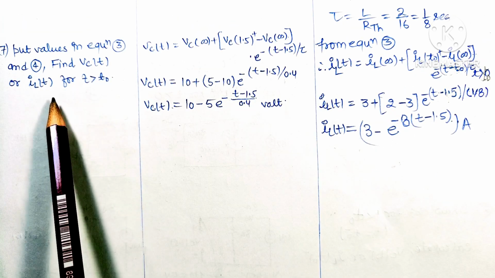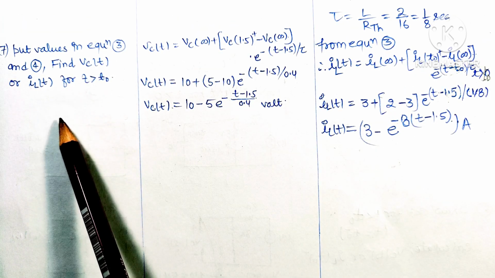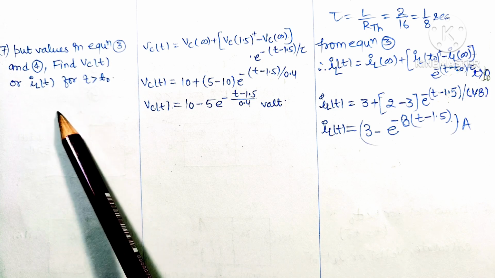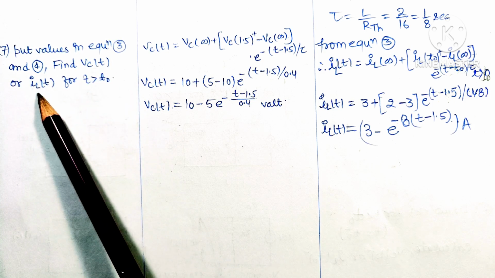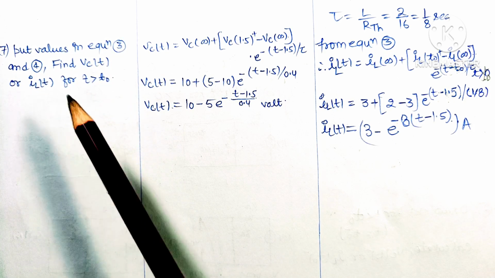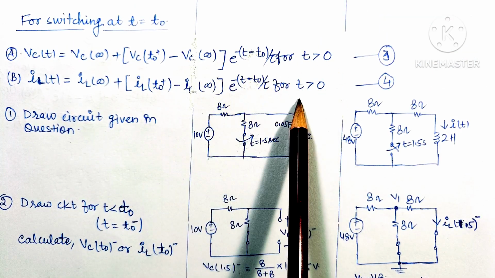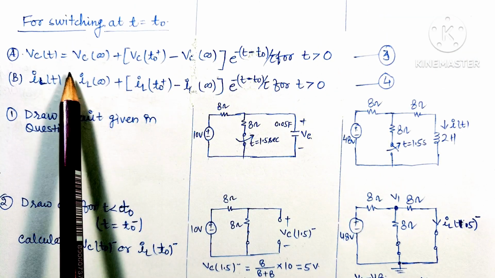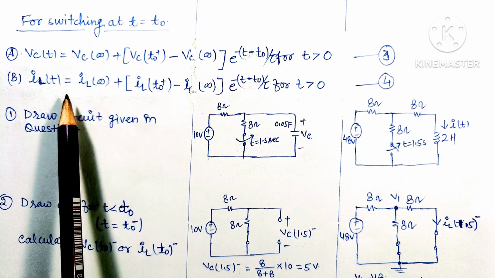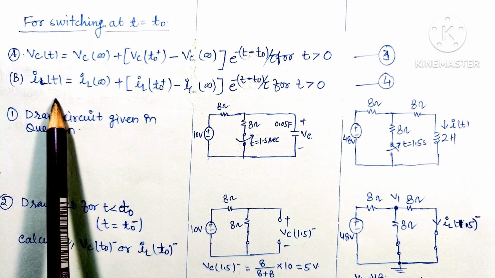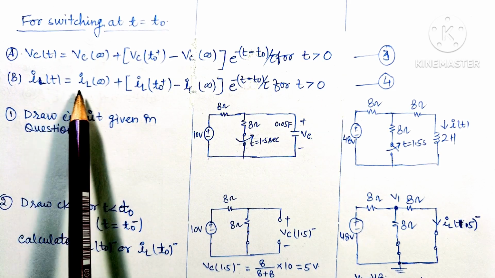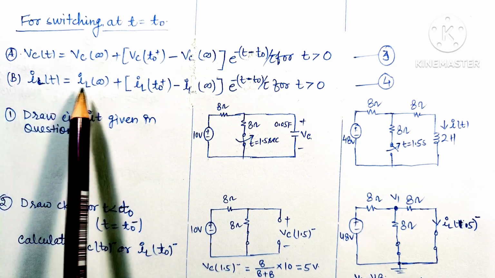Now in step 7, we will put all the values calculated from step 1 to 6 in equation number 3 and equation number 4, which were seen in the initial part of the video. These were equation number 3 and equation number 4. Equation number 3 was for the capacitor, and equation number 4 is for the inductor current. So we will put all the values we have calculated from step 1 to step 6.